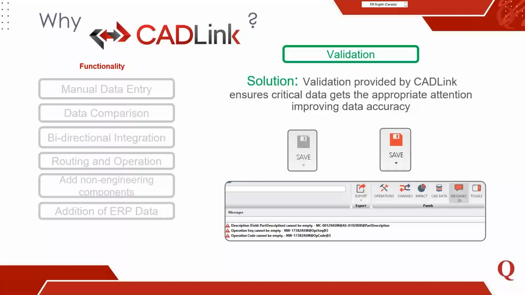So if rules are not followed, such as maybe going over a character limit or leaving some fields that are mandatory blank, CADLink will not only throw specific errors, but the save button will be disabled until these errors are resolved. So this ensures that anything that needs to be followed in NetSuite, if you were to manually create an item or manually update a bill of materials revision, those same rules will apply through the CADLink interface as well.